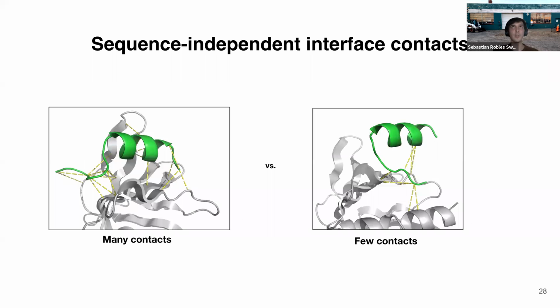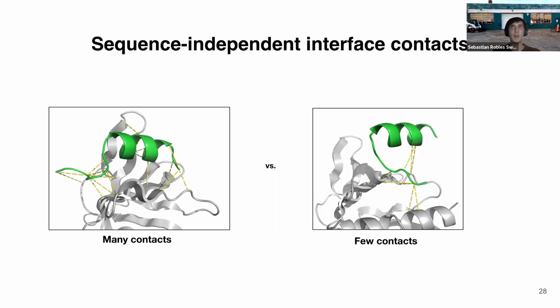The first step is just looking at contacts. This is a sequence-independent definition of contacts, which I won't go into, but the basic idea is that two residues are contacting if they're positioned in a way such that if you put rotamers onto them, they're likely to interact. So it's kind of potential to contact.